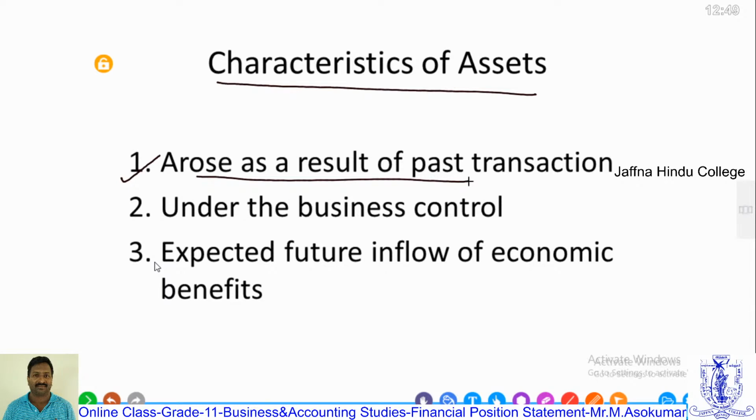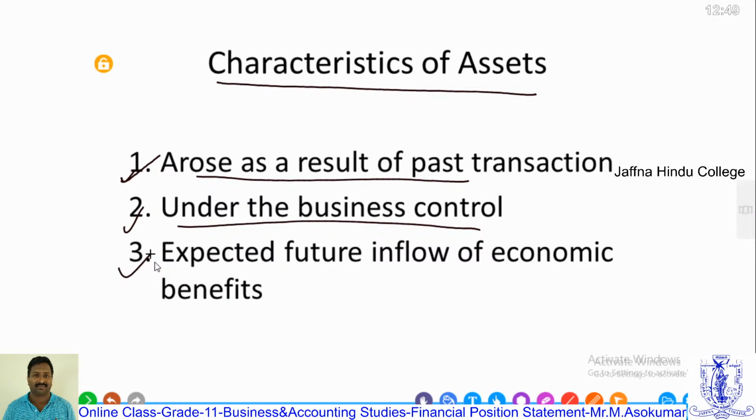Assets are also created through credit sales of goods to customers and so on. These assets are created through such transactions. The second characteristic is that they are under the business control, meaning registered in the name of the business or invoiced in the name of the business. The third is expected future economic benefit. The business expects future economic benefits from the usage of the assets.